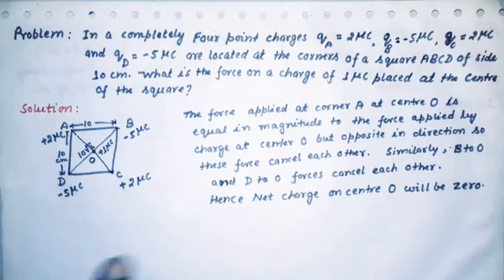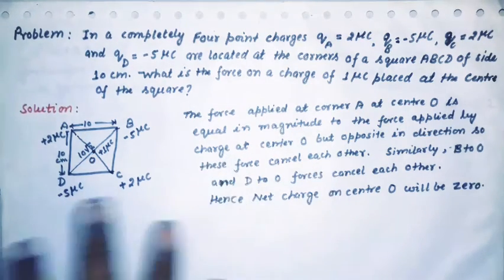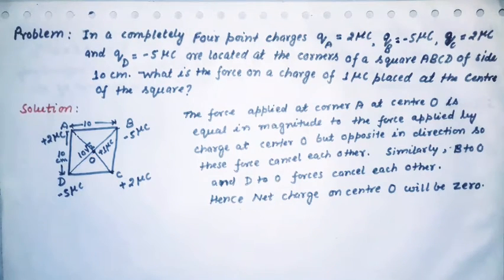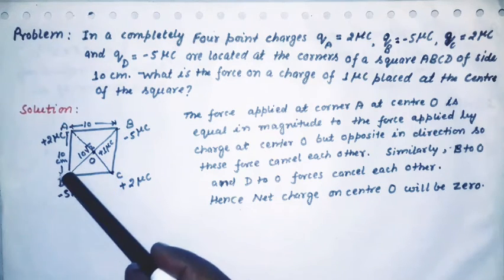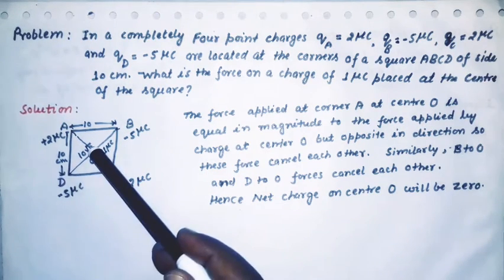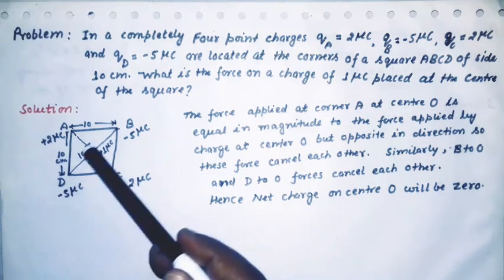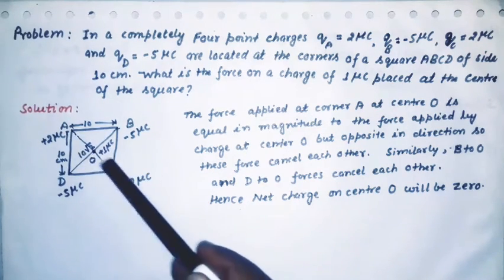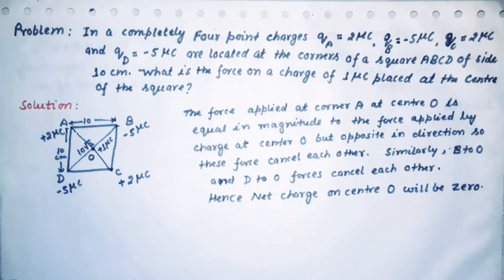So there is no need to solve this problem. There is no need to apply any kind of calculation, like force between O and D, or force between O and P. Simply, this charge is the same, this one is the same, and this distance is the same. The forces from D to O and P to O have opposite directions and equal magnitudes, so they will cancel each other, and at the center the net force will be 0.